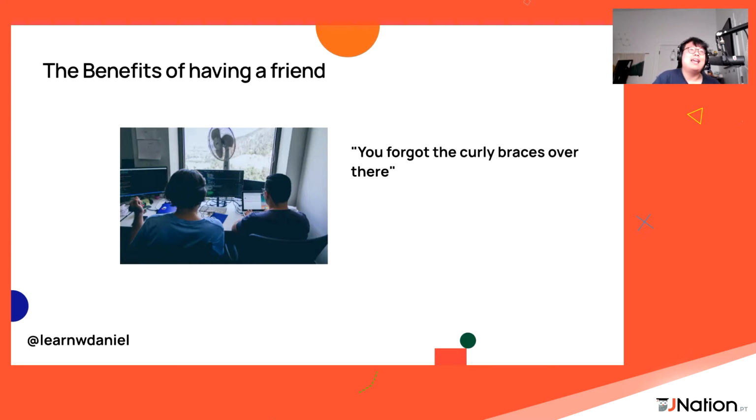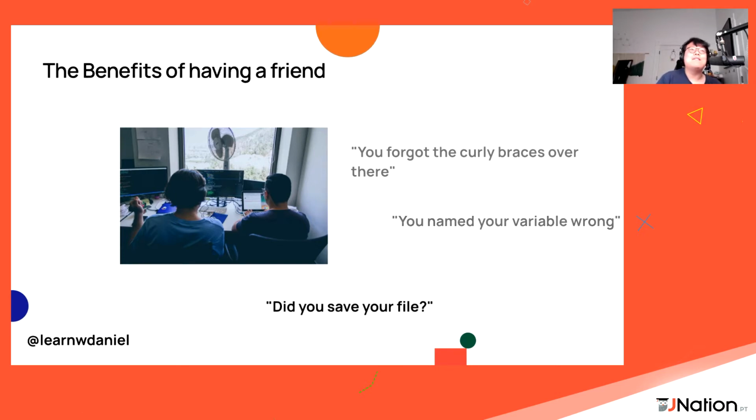I've been asked things like, "Hey, you forgot the curly braces over there, so that's why it's not compiling," or "You named your variable wrong." This has happened multiple times, where I added an extra S or capitalized something, and that's the reason my 2-hour debugging session was kicked off. So it's really helpful to have a friend there. Also, did you save your file? We've all been in the situation where we were compiling something, and the reason the new changes weren't taking effect was because we didn't save the file. A friend can definitely help you catch those errors.